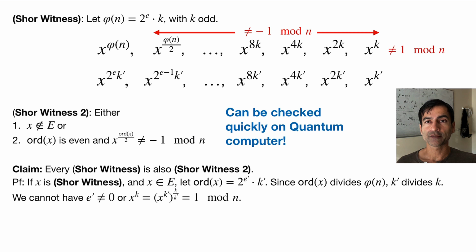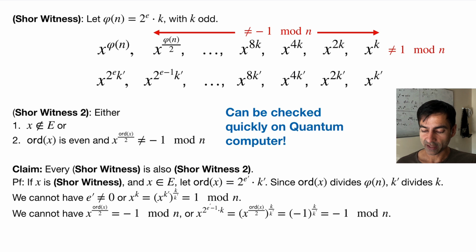So you cannot have the order of x be odd, because that would mean that this number is 1. That would imply that this number is 1, but that would make x not a witness. You cannot have one of these numbers to be -1, because that would mean there would be a -1 down here, which would lead to a -1 down here, because -1 to an odd power gives you again -1.